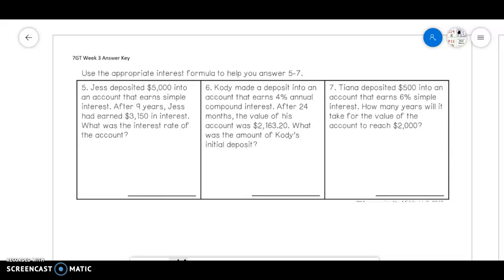I'm going to go through the answers to the practice problems that we did this week on our Check for Understanding. Please let me know if you have any questions.